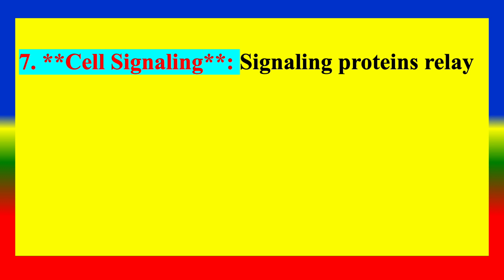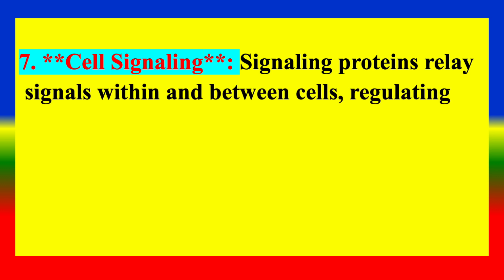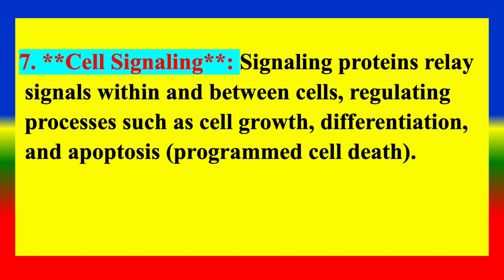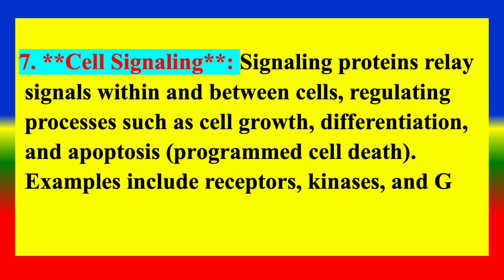Seven, cell signaling. Signaling proteins relay signals within and between cells, regulating processes such as cell growth, differentiation, and apoptosis, programmed cell death. Examples include receptors, kinases, and G proteins.